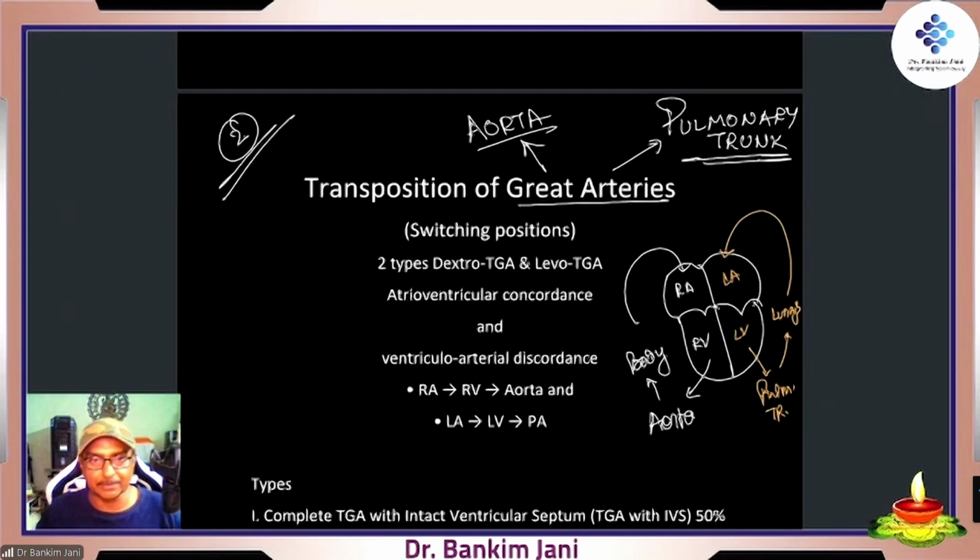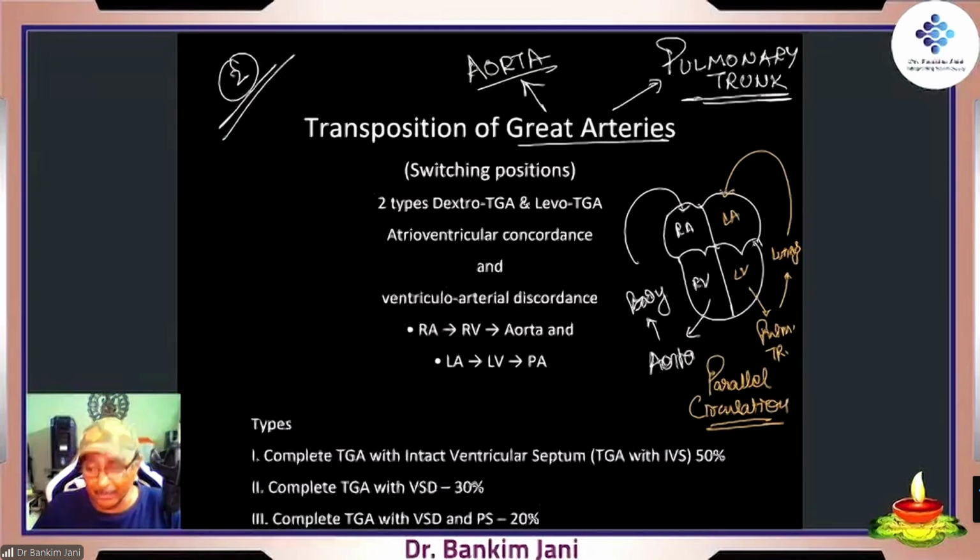This is crazy, you know? This is what is called parallel circulation. But it is crazy, because from where will the body get its oxygen? These are two independent circulations going on. This is what is called the transposition of great arteries.